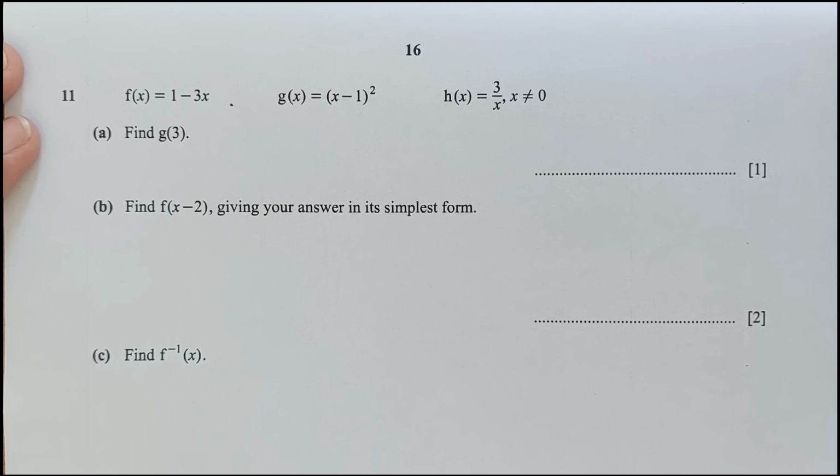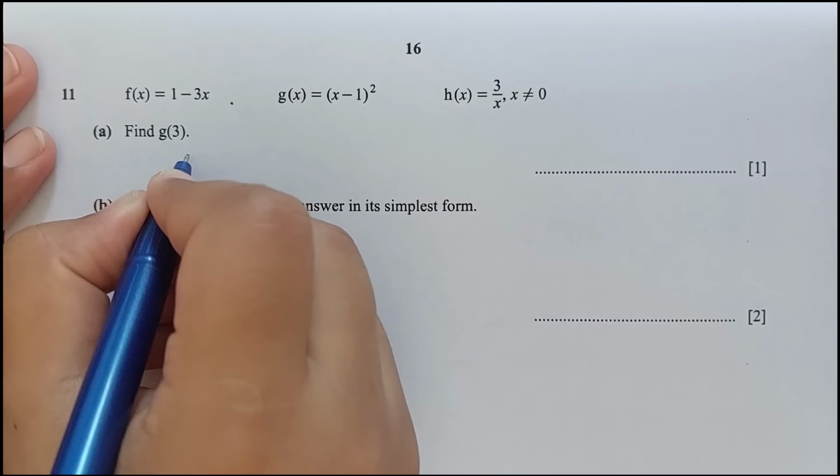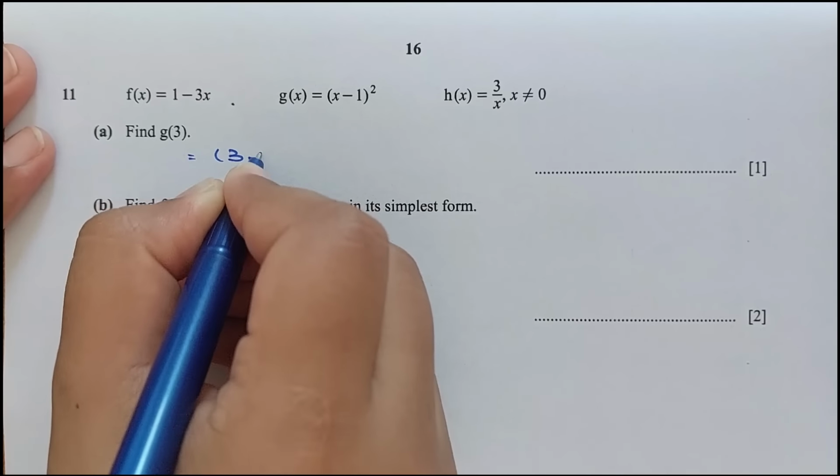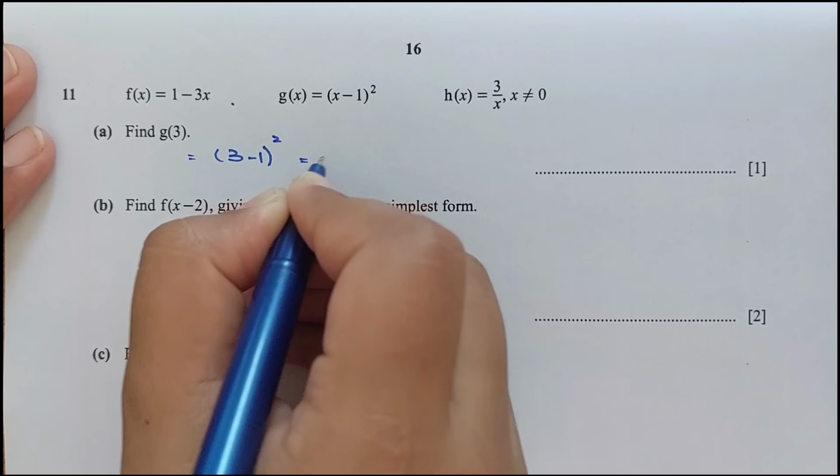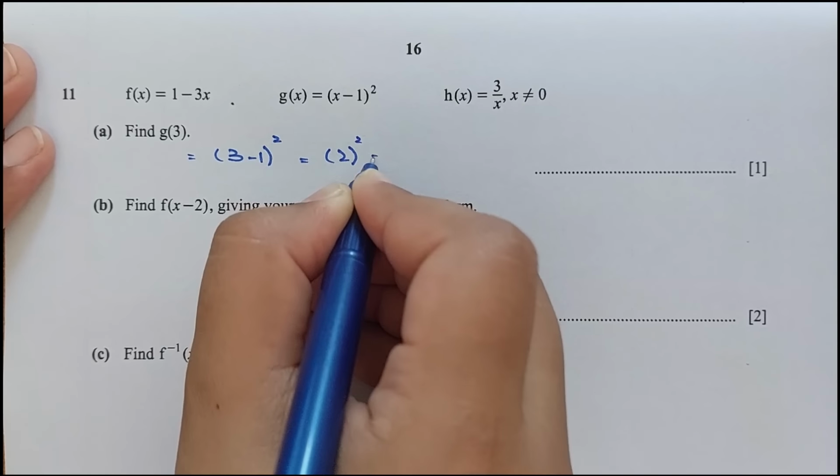Question number 11, we have f of x, g of x, and h of x. Find g of 3. So what is g of 3? Which is (3 minus 1) whole cube square. 3 minus 1 is 2. 2 square is 4.